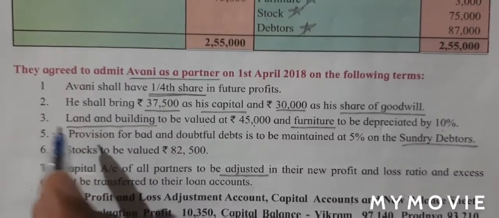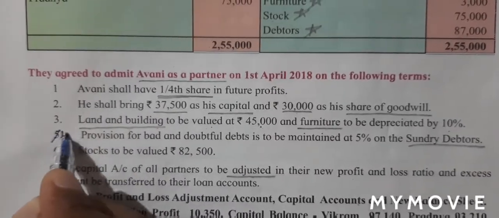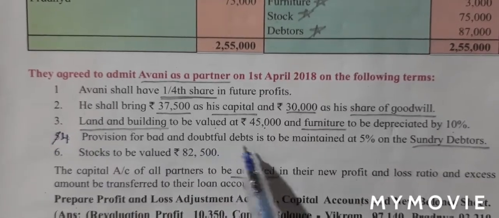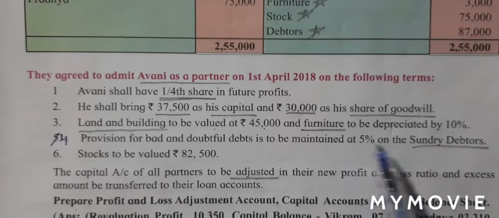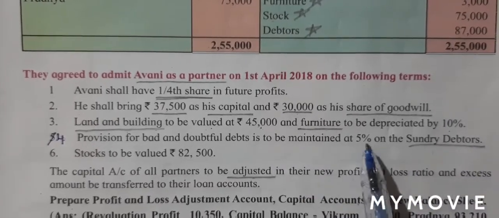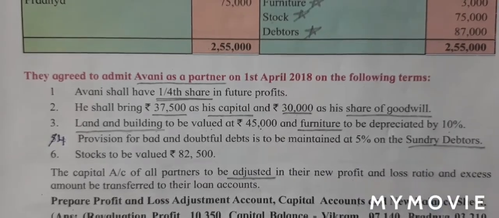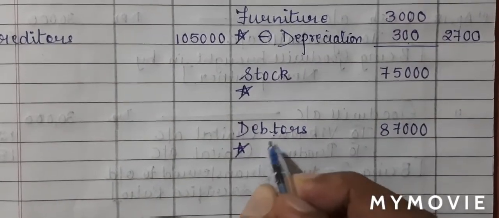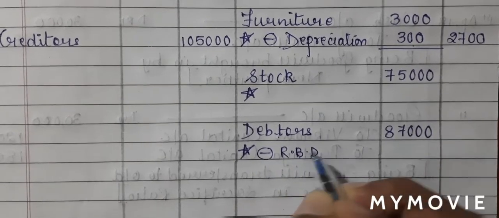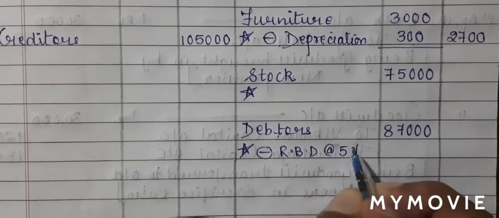Next is adjustment number 4. They have made a mistake, so we can write number 4. Provision for bad and doubtful debts is to be maintained at 5% on sundry debtors. So there has to be a doubtful debts 5% on debtors. So on debtors, I'll say less RBD at the rate of 5%.